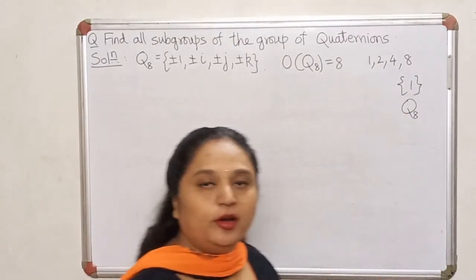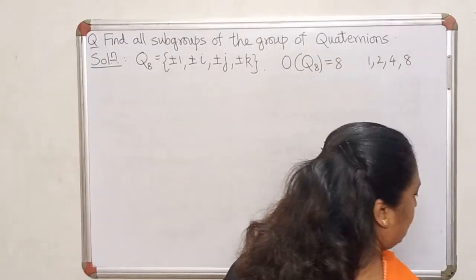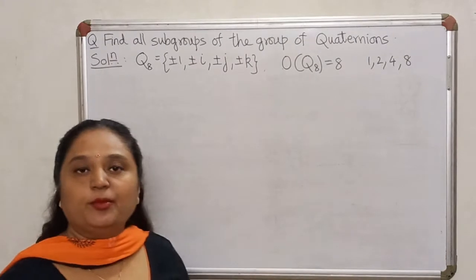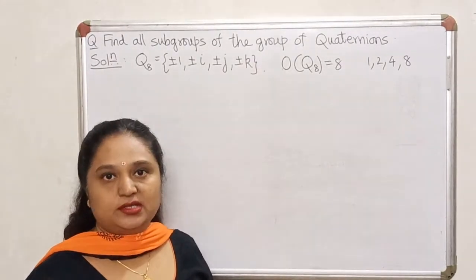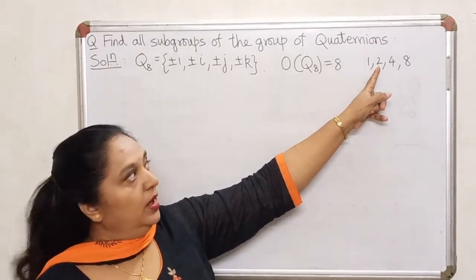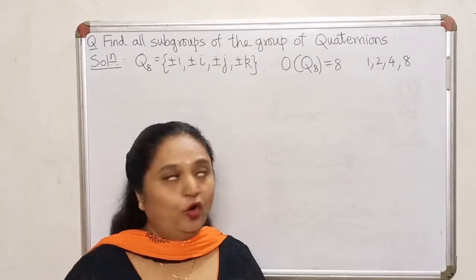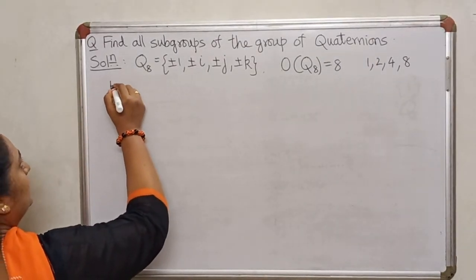Now, let us go for proper non-trivial subgroups. Remember, Lagrange's theorem tells us that this group cannot have a subgroup of order 3. It cannot have a subgroup of order 5 or 6 or 7 for that matter. So we need to now look for subgroups of order 2 and then subgroups of order 4. So firstly, let's look at subgroups of order 2.